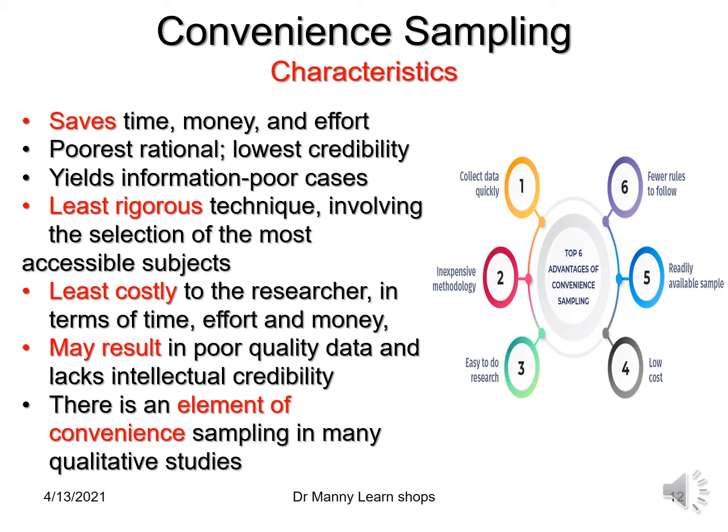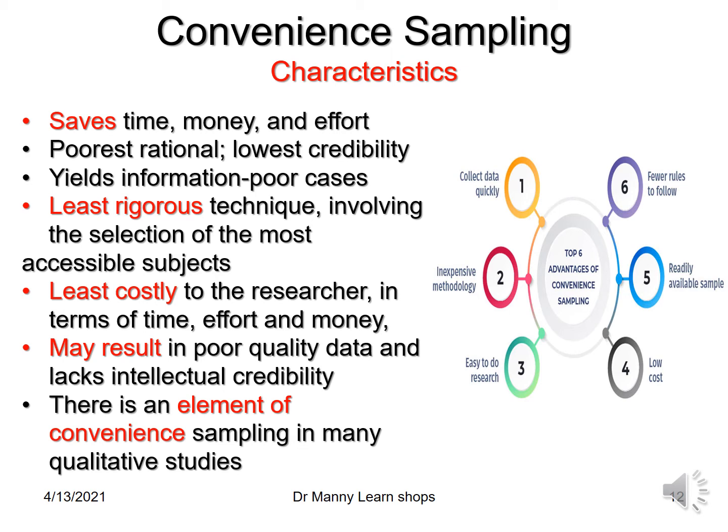Now, what are some of the characteristics of convenience sampling? Well, it saves time, it saves money, it saves your effort. However, some researchers believe it's the poorest as far as rationale goes, and it has the lowest credibility. And it often yields or provides information that isn't so good.